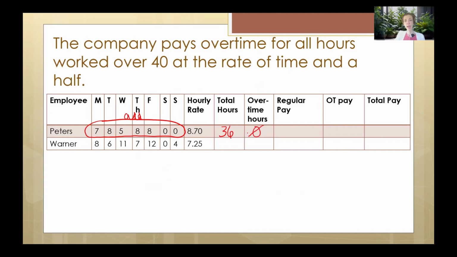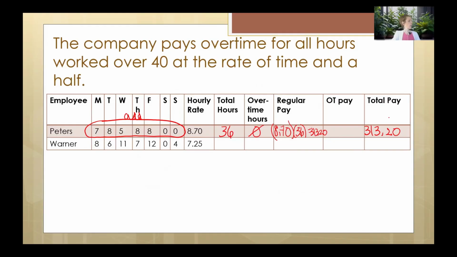So then regular pay is just 8.70 times 36 hours. So that's going to give us 313.20. I didn't really give myself enough room here. So his total pay is 313.20.